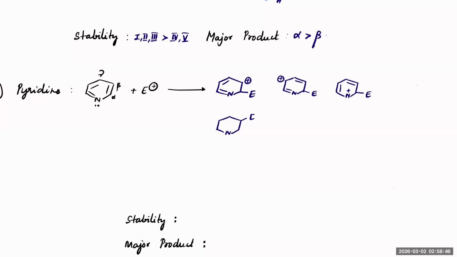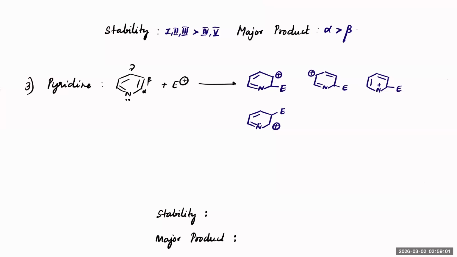If you get an electrophile here, the positive charge will be here. The lone pair is here this way. Then obviously, if this lone pair comes in resonance here, which is not possible because both of them are in opposite directions. Let me show you structure wise. Structure wise, if you notice the pyridine structure, this is how it is.